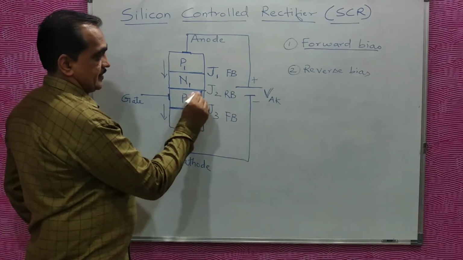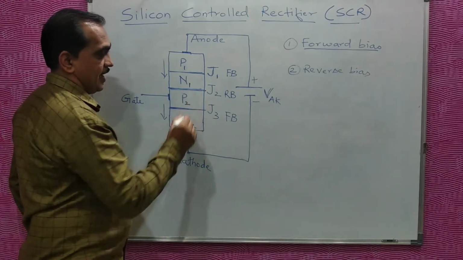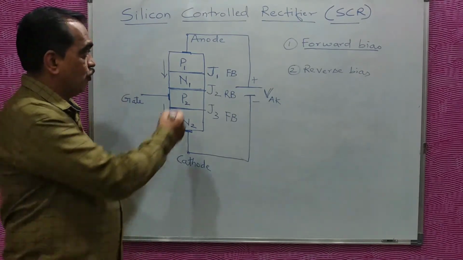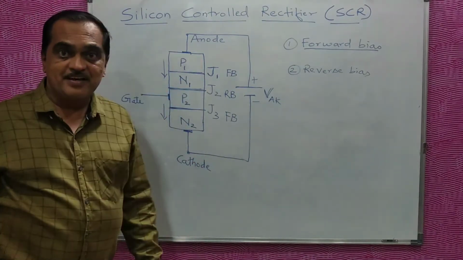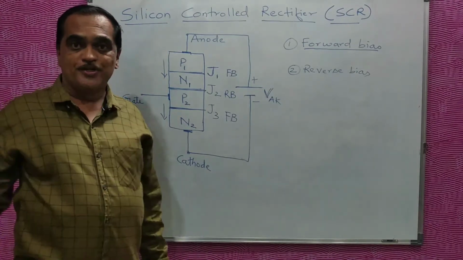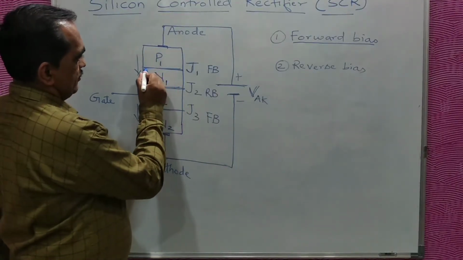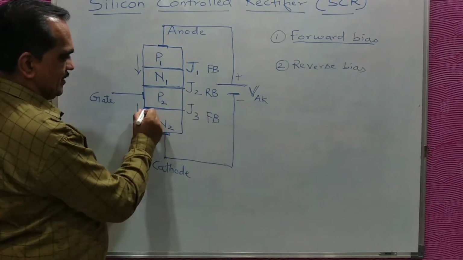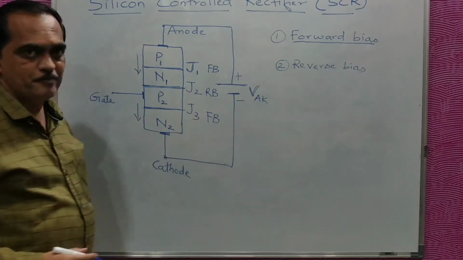But the second junction has to support the flow of current through the SCR. Then only we can say SCR is on. We see that junction J1 is forward biased, junction J2 is reverse biased, and junction J3 is forward biased.